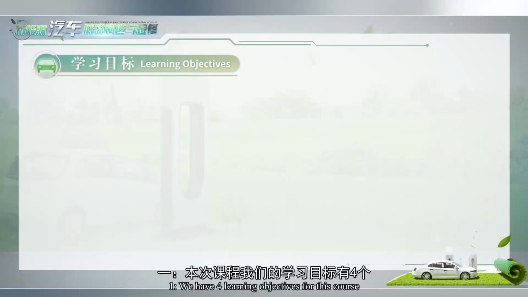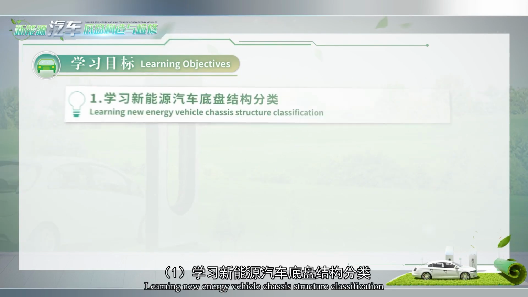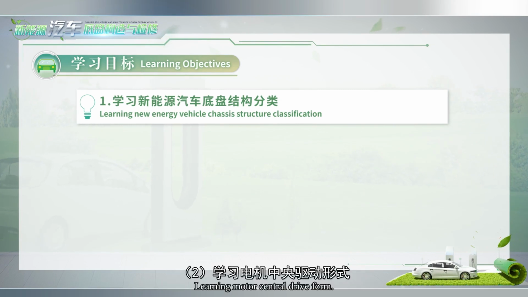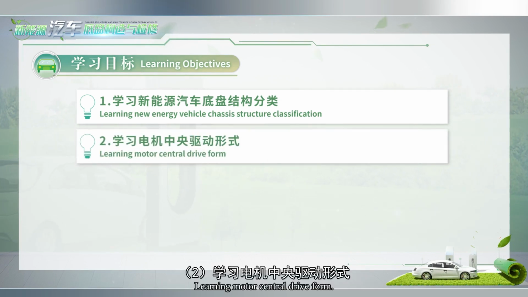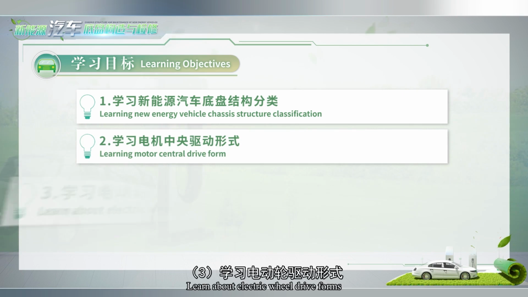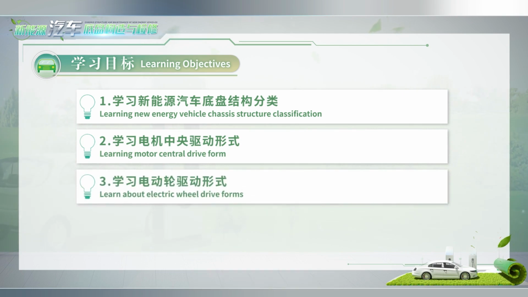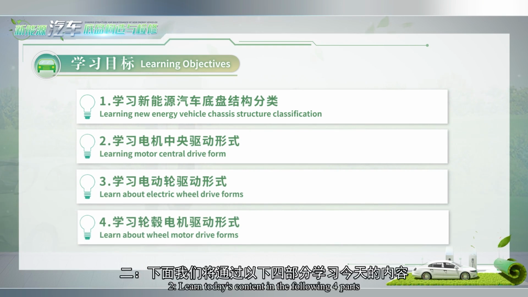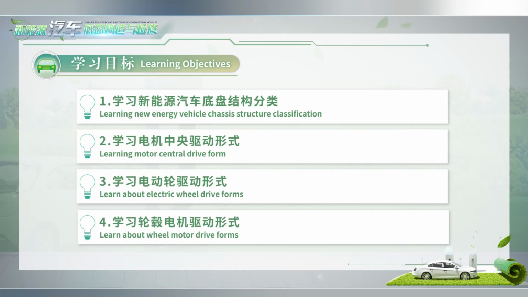We have four learning objectives for this course. 1. Learning new energy vehicle chassis structure, classification. 2. Learning motor central drive form. 3. Learn about electric wheel drive forms. 4. Learn about wheel motor drive forms. Let's learn today's content through the following four parts.